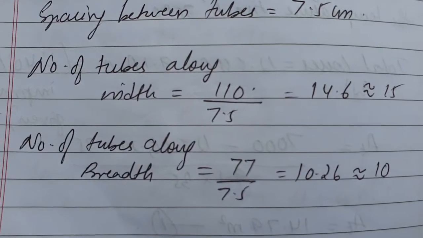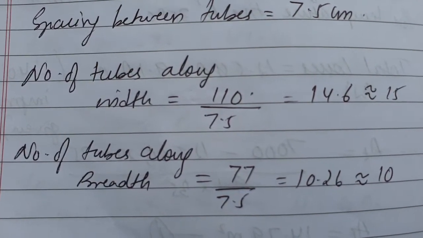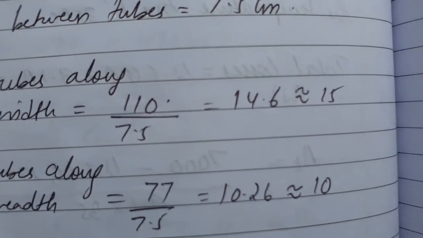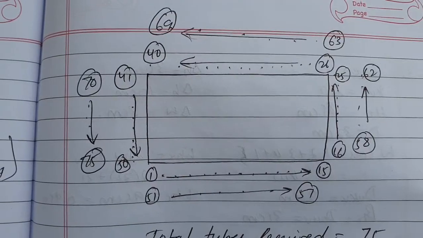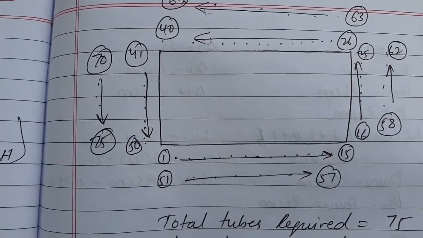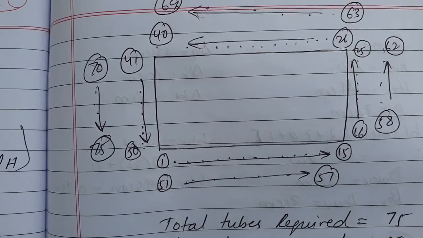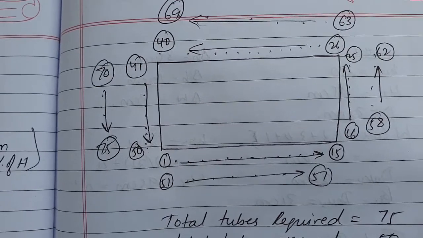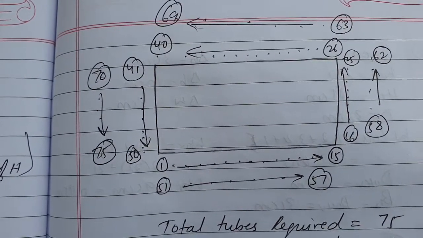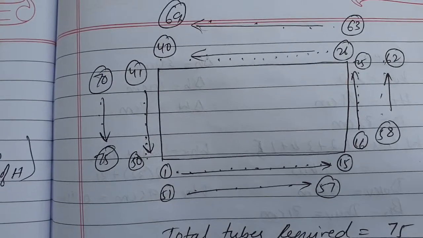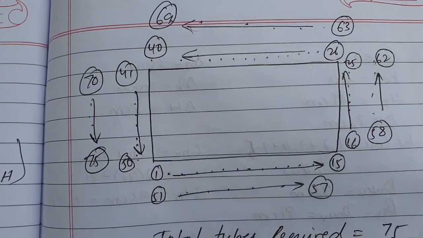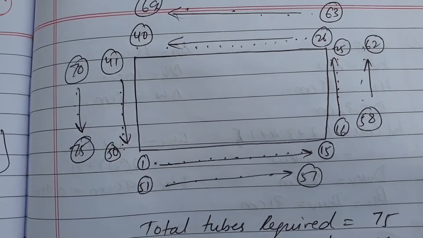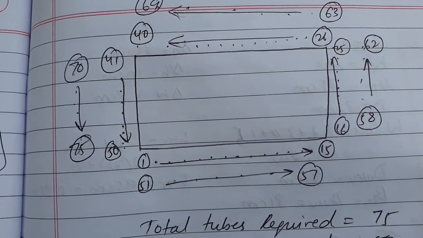Similarly, number of tubes along breadth is equal to the breadth of transformer divided by 7.5. It is 10.25 and the nearest value is 10. It means that along the length we are going to place 15 cooling tubes and along the breadth we are going to place 10 cooling tubes. To draw the schematic arrangement, first draw the plan of a transformer. Plan of a transformer means you have to draw the length and breadth. So as shown in figure, we have to draw like this and then next start arranging from the first cooling tube.